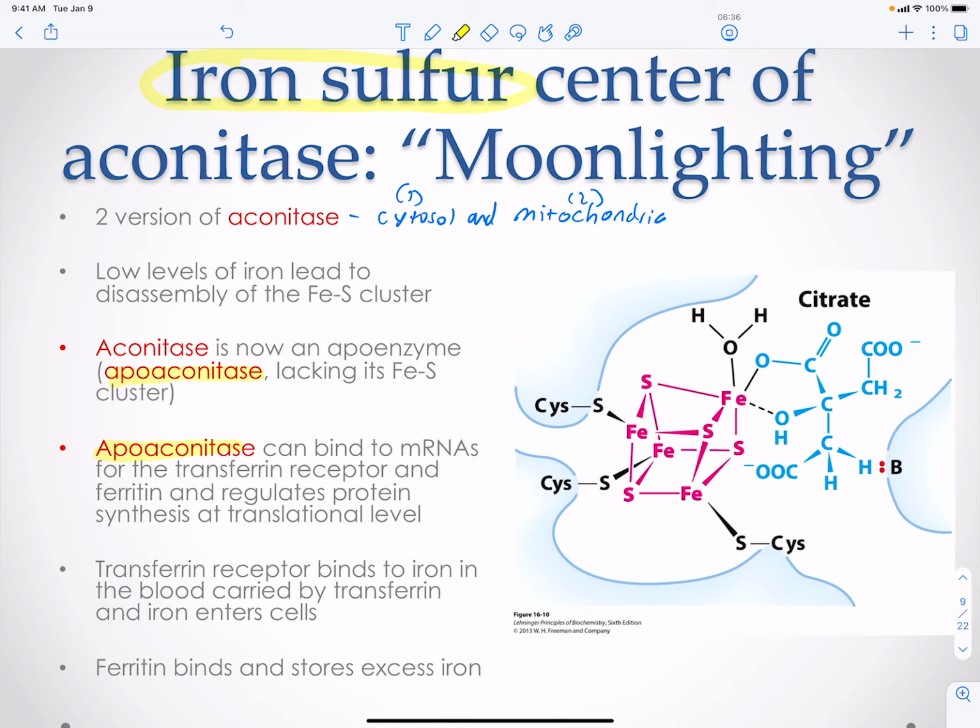So the transferrin receptor and ferritin are going to be bound to by apoaconitase, and they're going to increase the protein synthesis of those two. So you're going to increase transferrin receptor and ferritin. Transferrin receptor is going to bind to iron in the blood, and this is carried by transferrin, and then it's going to allow the iron to enter the cells. And so your apoaconitase is going to regulate iron metabolism through protein synthesis or at the level of translation.